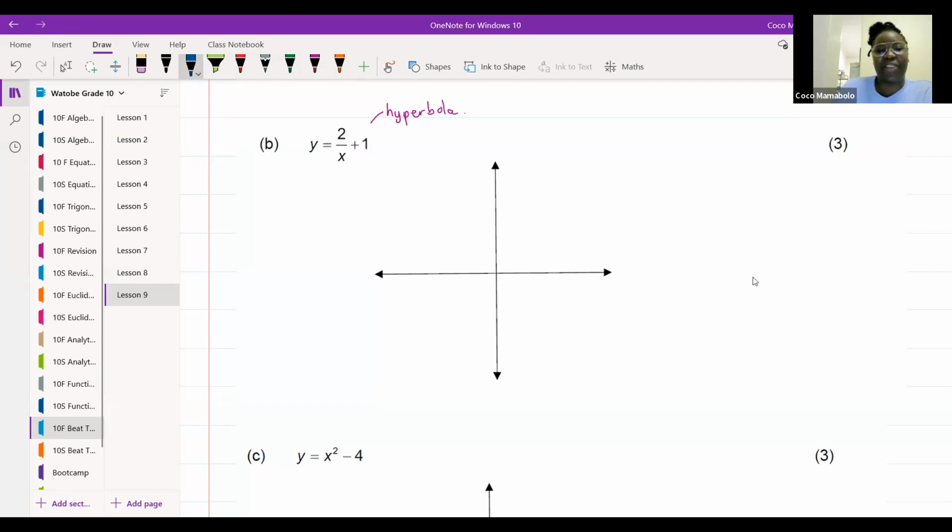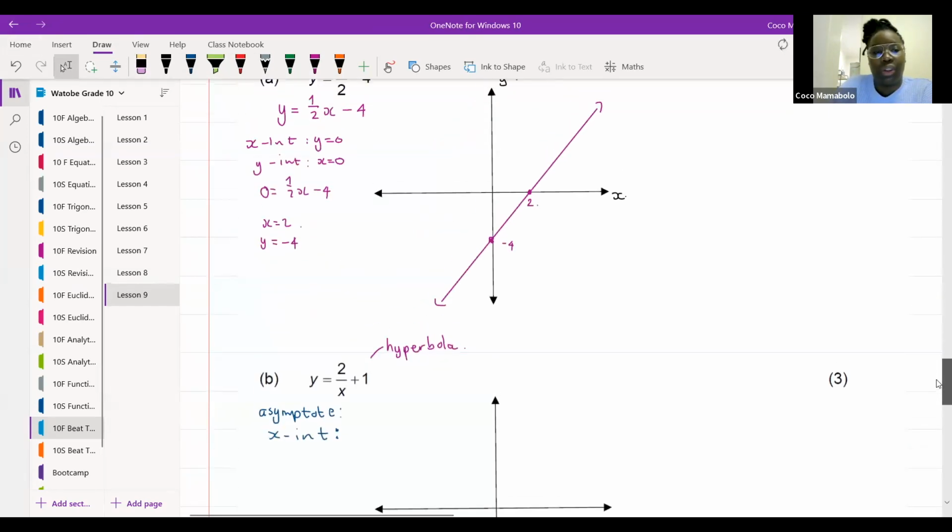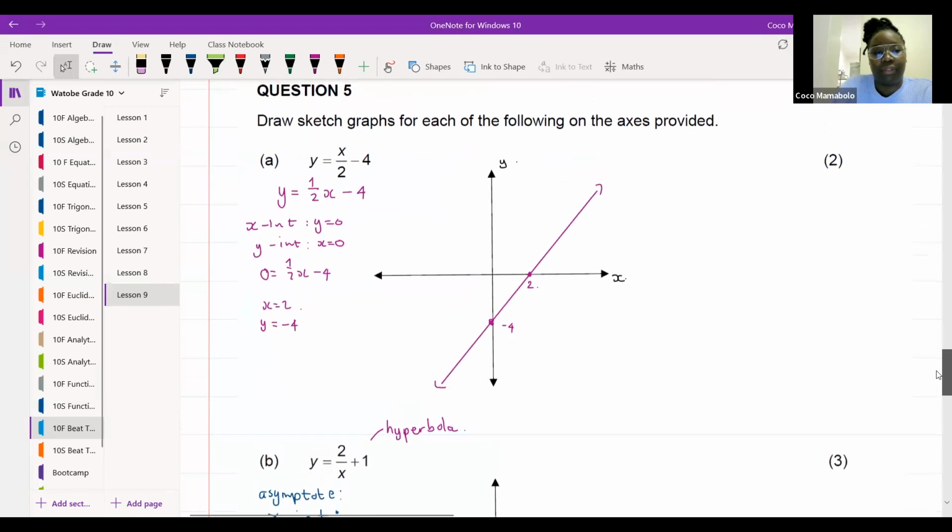All right. So for our hyperbola, guys, I just want to remind everyone that we need an asymptote. Okay, find me the asymptote, guys. And with our asymptote, we're also going to get an x-intercept. So find me the x-intercept as well, please. Find me both of these things and then draw your graph. No worries, you've got 2 seconds.